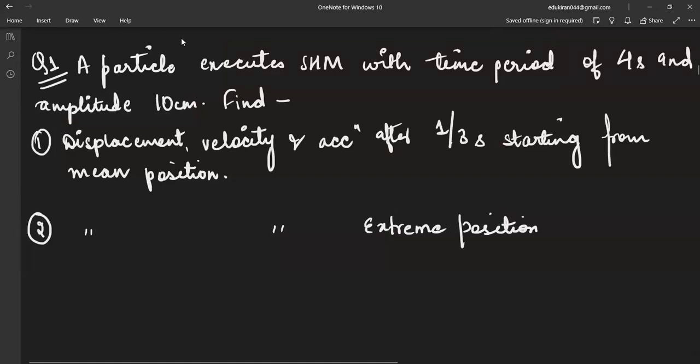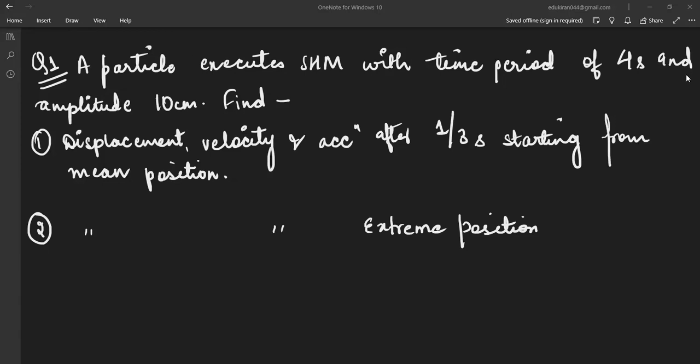Okay, this question says a particle executes SHM with time period of 4 seconds and amplitude 10 centimeters. You have to find the displacement, velocity, and acceleration after 1 by 3 seconds. That is, 1 by 3 is the time duration, starting from the mean position. That is, you will take x equal to 0. Both the cases are there in velocity, acceleration, and displacement. And for extreme position, one thing to remember is that we take it as the amplitude A.